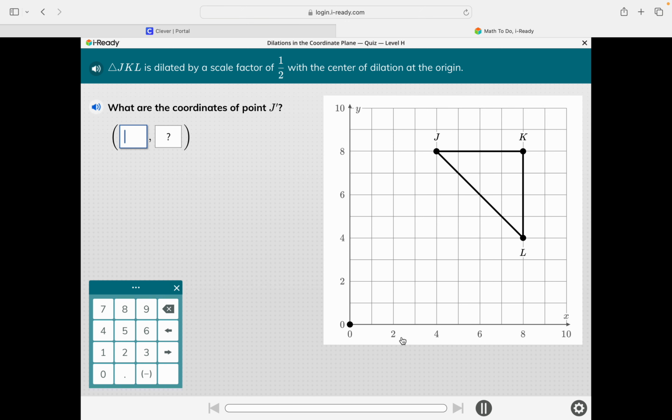Now 4 by 1 times 1 by 2. This is the x value. 2 by 1 means 2. X equal to 2. Now 8, y equal to 8 by 1 times 1 by 2, that is 4. Y equal to 4. So J prime equal to 2 and 4. Are you sure? Yeah.